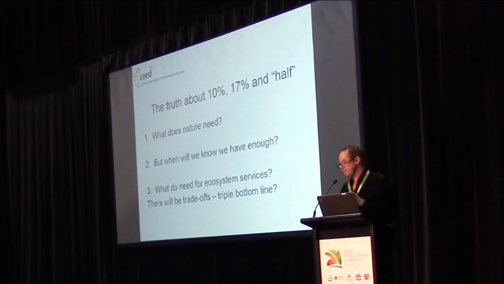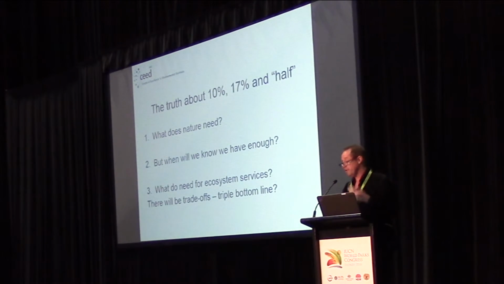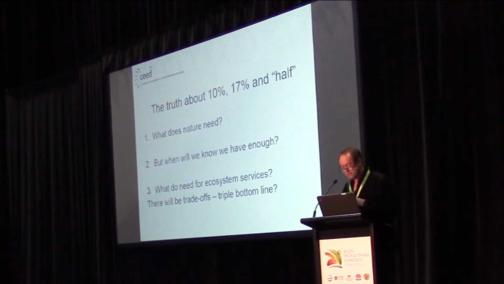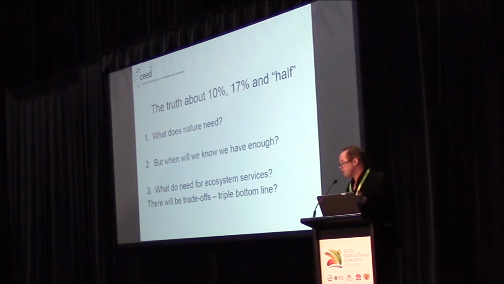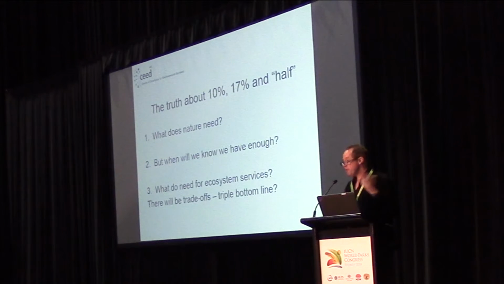That's what we need. Then if you actually think that people matter and their values matter, if you actually think that nature matters, then obviously you've got to trade them off and you've got to go for more than 30%. So what do we need for ecosystem services? All I can say is from a fisheries perspective, from a biomass production perspective, we need at least 30%. But there will be trade-offs.